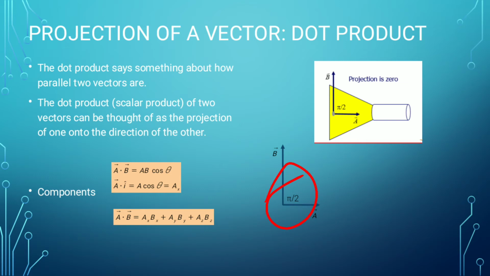So the dot product, or the scalar product, of any two vectors can be thought of as the projection of one onto the direction of the other.